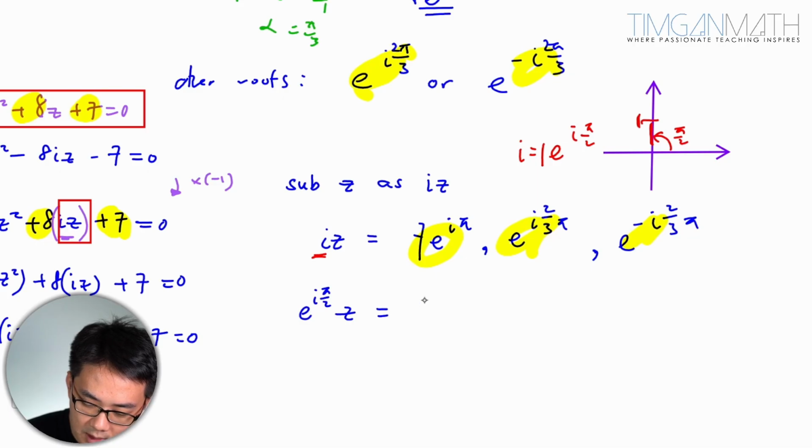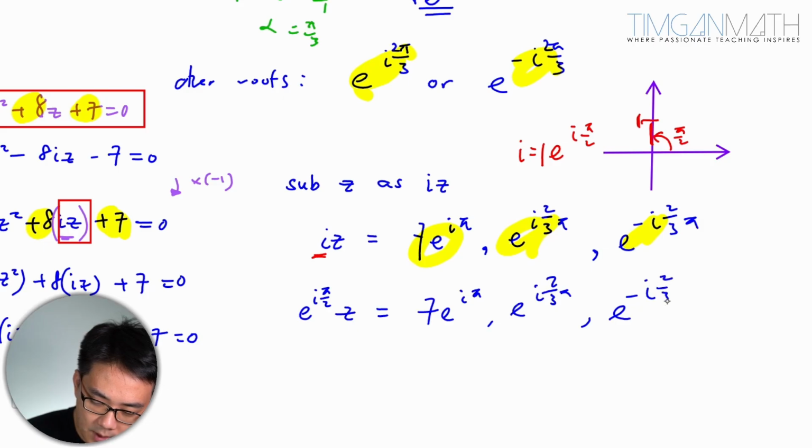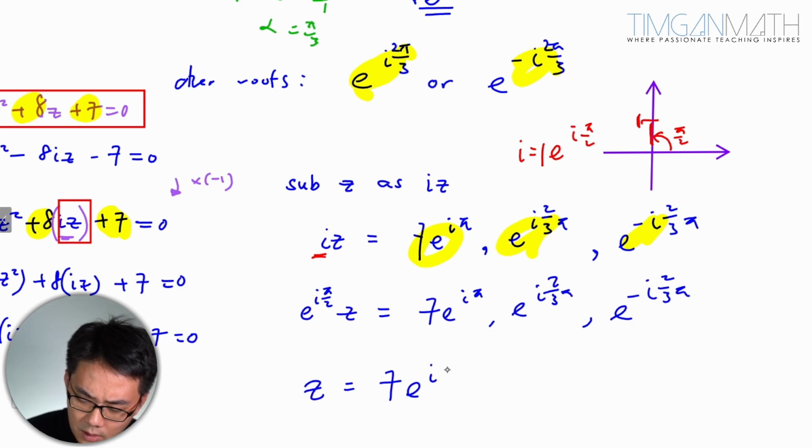z equals 7 e^(i pi), e^(i 2/3 pi), e^(minus i 2/3 pi). And z is equal to 7 e^(i pi) minus pi over 2, because I divide.